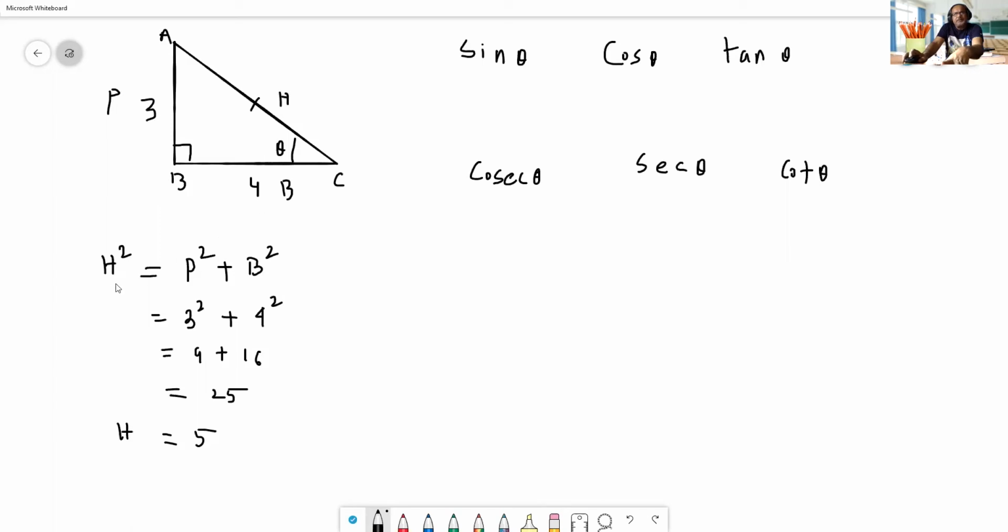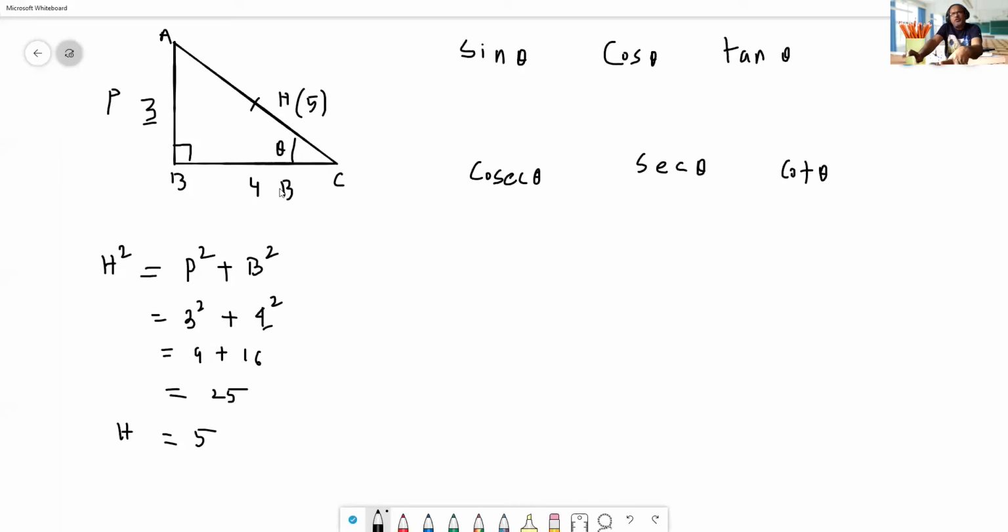Now here it is, hypotenuse square is equal to perpendicular square plus base square. So I have written perpendicular as 3 square plus 4 square, base square. 3 square is 9, 4 square is 16, so it makes 25. So the hypotenuse is root over 25, that is 5. So this hypotenuse becomes 5.